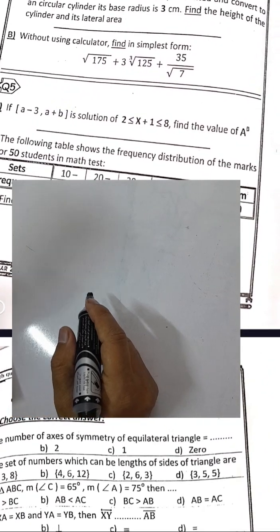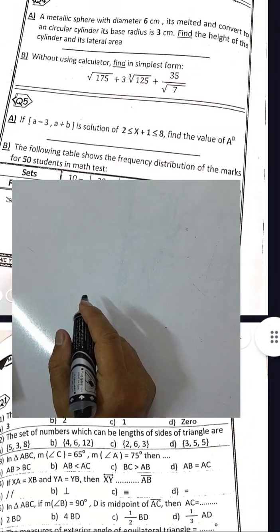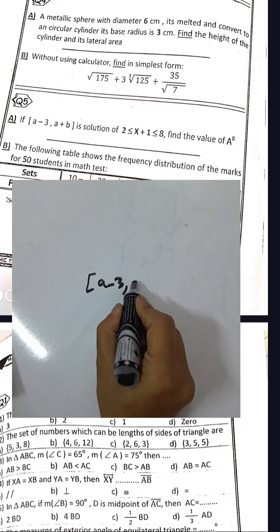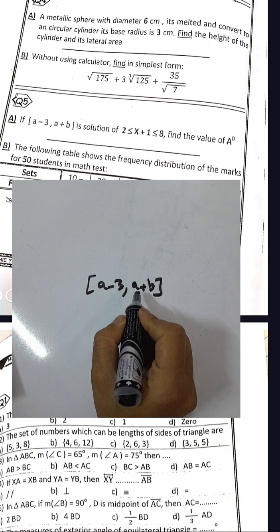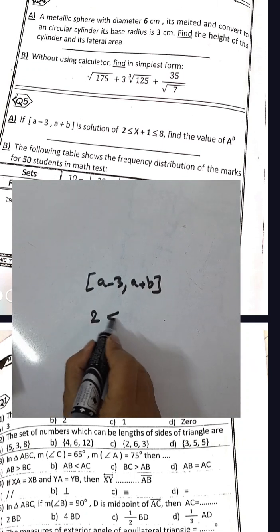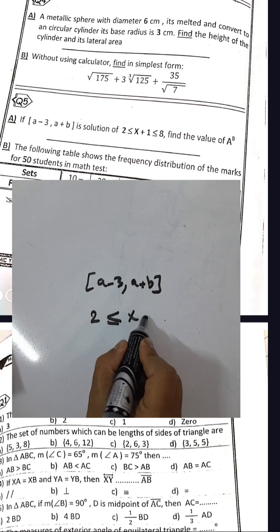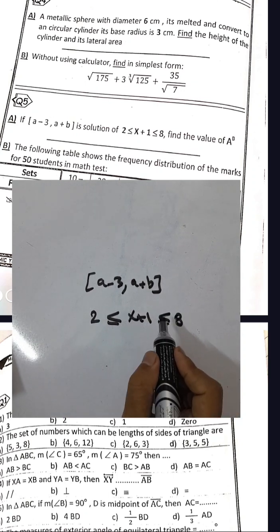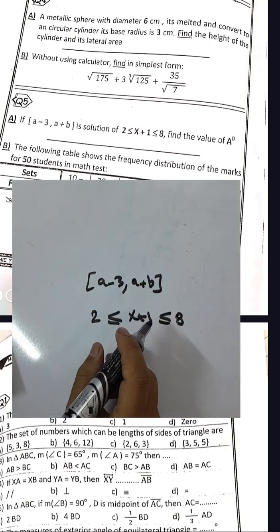Okay, last question, number 5. If the interval a minus 3 and a plus b is a solution of this inequality, I will solve this inequality here: 2 less than or equal to x plus 1 less than or equal to 8. We want to find the values of a and b.